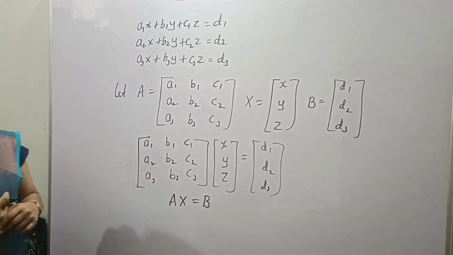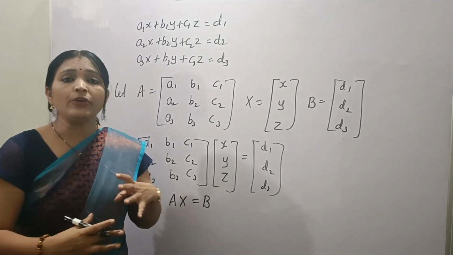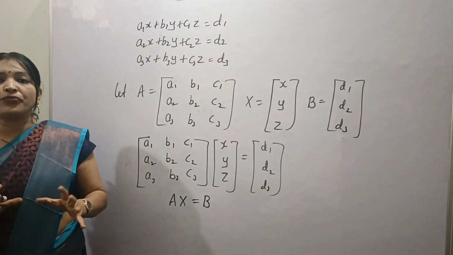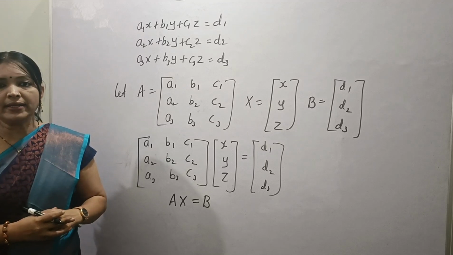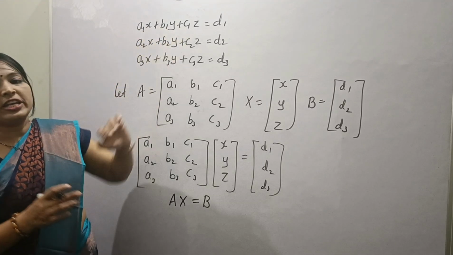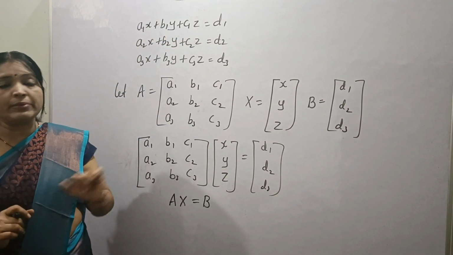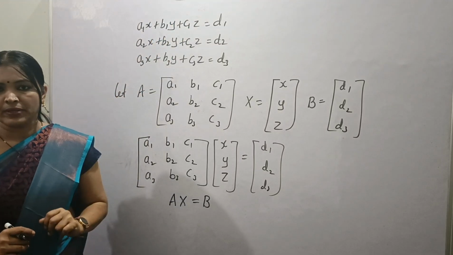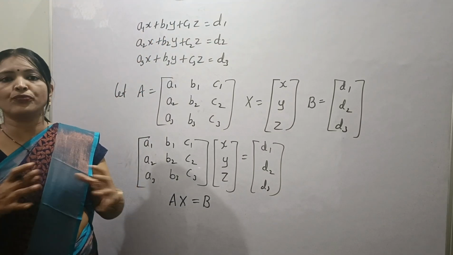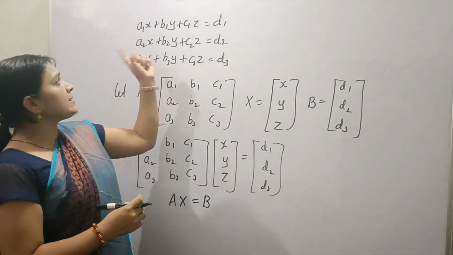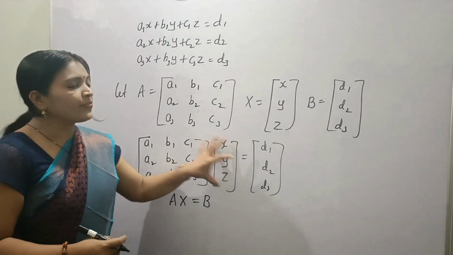So AX is equal to B. So actually what we have to find? We have to find unknown x, y, z, right? That is x, y, z variables. We have to find the unknown variables x, y and z. Solving the linear equations means we have to find the unknown variables, right? That is x, y, z. So these things we have to find.